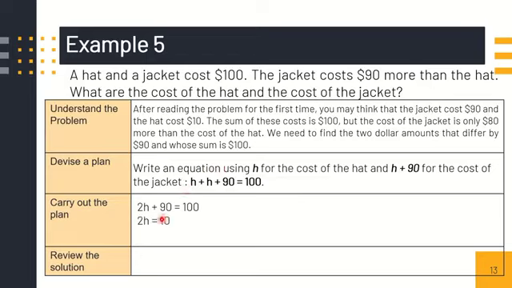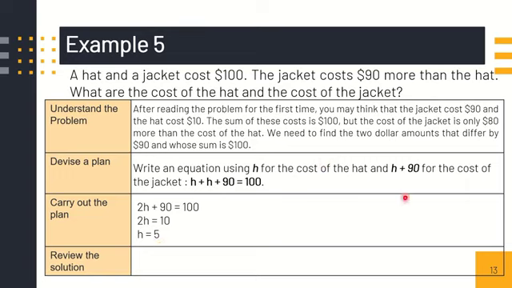So, lipat natin si 90 sa right side. So that is 100 minus 90 and that is 10. Divide both sides by 2. The answer is 5. So ano ulit yung H natin? That is the cost of the hat. So, therefore, yung presyo ng hat is $5.